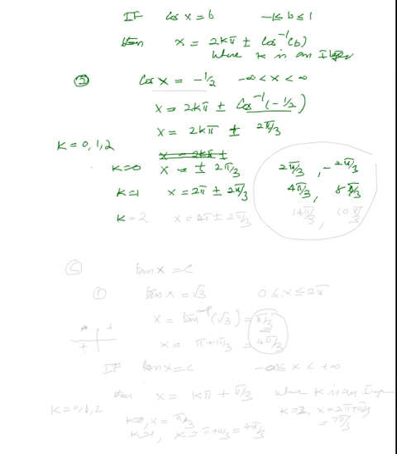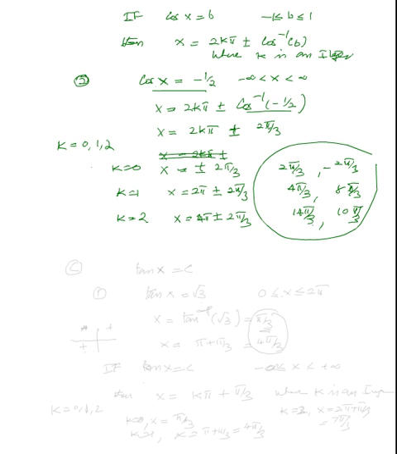And if I put k is 2, I'll get x equals 4 pi plus or minus 2 pi over 3. So either it is 12 plus 2 is 14 pi over 3, or 12 minus 2, which is 10 pi over 3. So these are at least 6 solutions to the equation cosine of x equals -1/2.